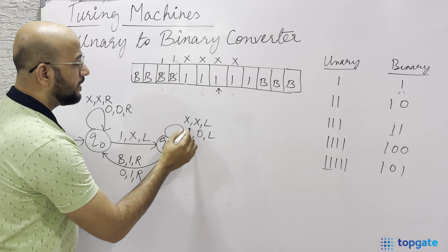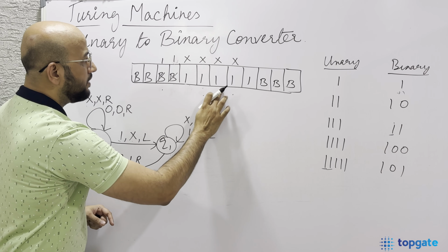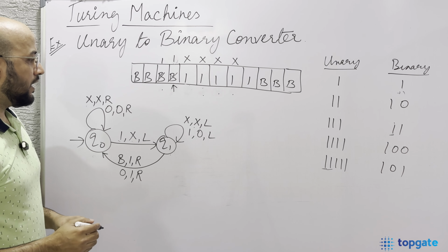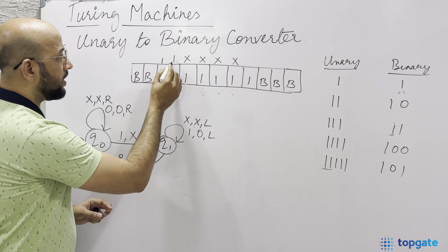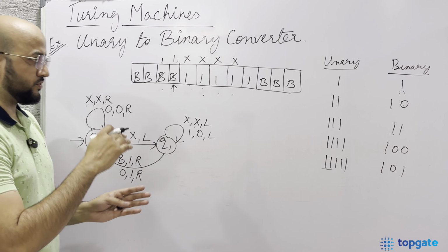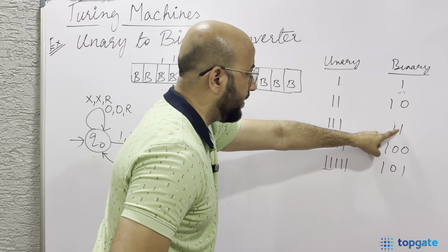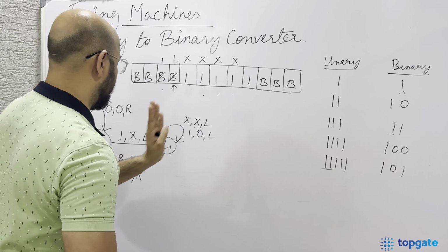At q1, the machine knows that x should be skipped. So all these x will be skipped and the pointer will point on to this 1 now. Okay, and the machine knows that 1 should be made a 0 and go on to the left hand side. That means I found this one and if I add 1 to it, what I did, I simply changed 1 to 0 and then went on to the left hand side.